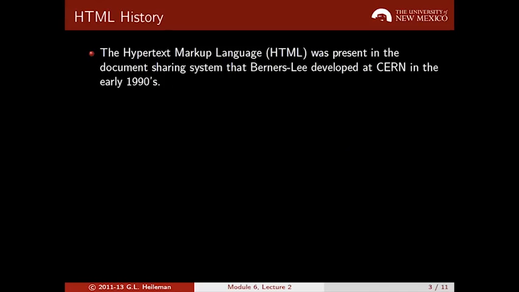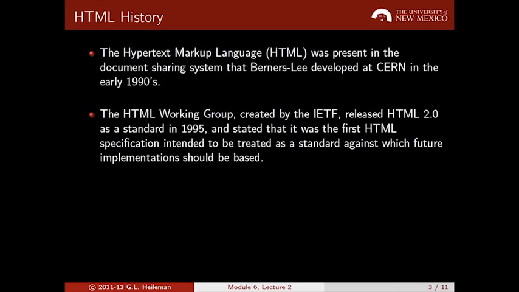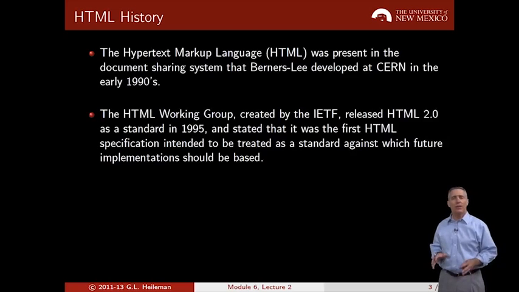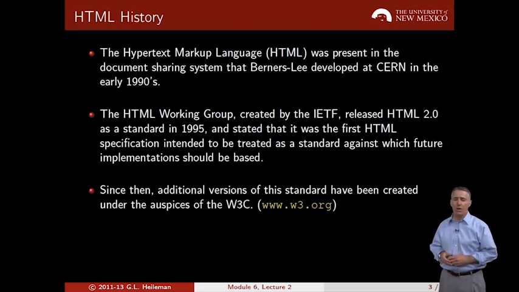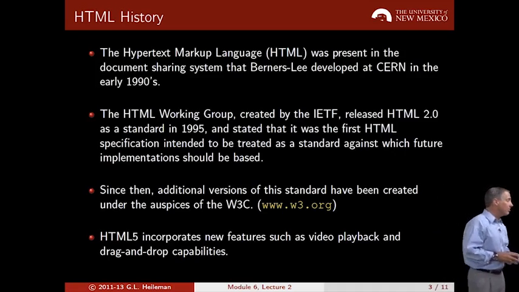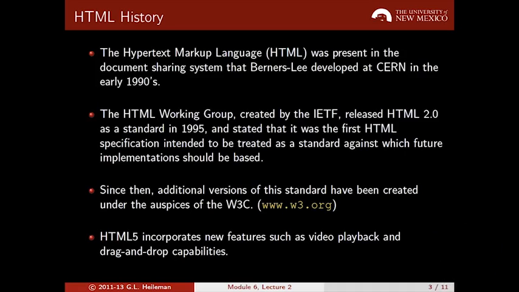about now. So there's a working group that was created by the International Engineering Task Force that released this version 2.0 of the HTML way back in 1995, and most of the elements that are in that, they continue to support as they continue to define standards. And we're up to now HTML version 5. If you go to www.w3.org, you can see the specification for HTML. And there's a number of places online where you can find tutorials on how to use HTML.